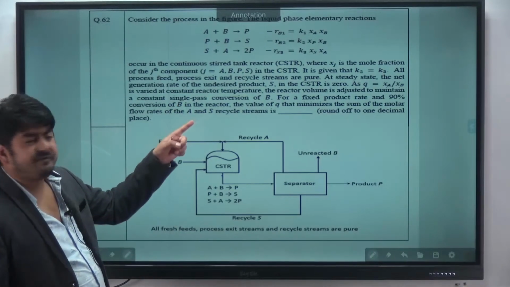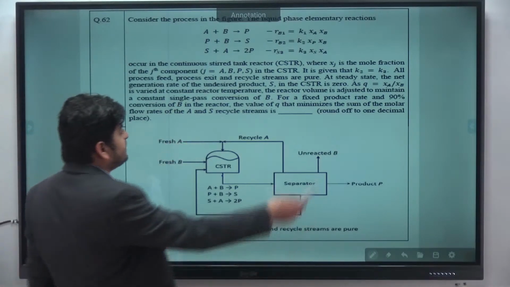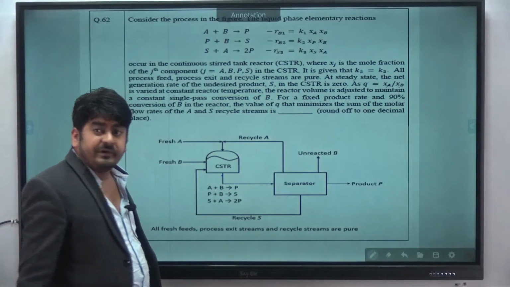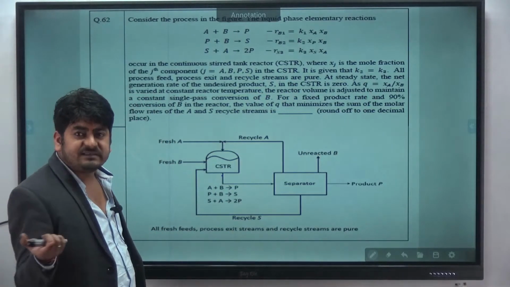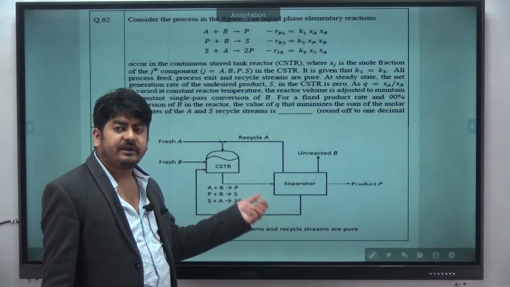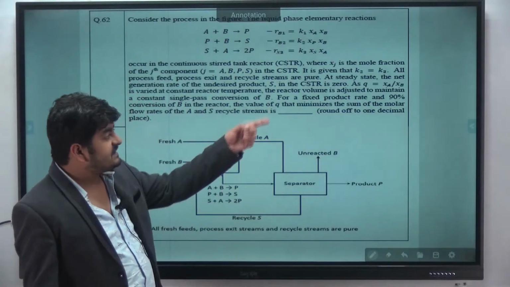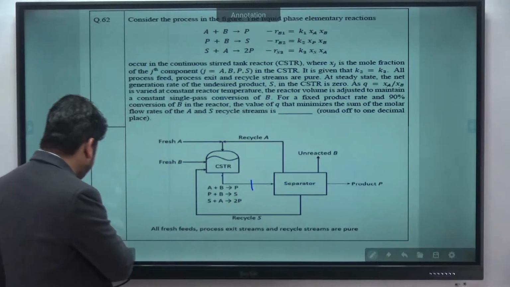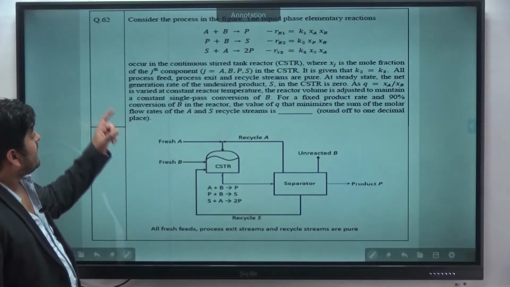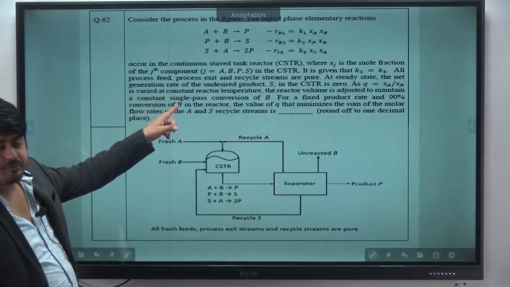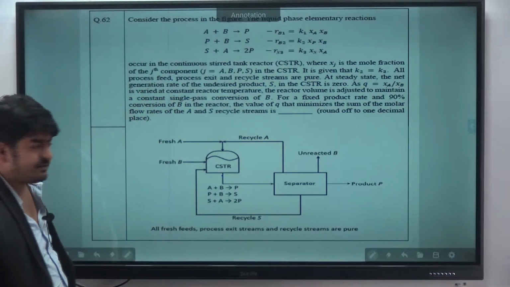And all these mole fractions are within the reactor as mentioned. Xj is the mole fraction of component J in the CSTR. But we know that for a CSTR there is a characteristic that the concentration within the reactor and at the outlet remains the same. So we can say these are the mole fractions at the reactor outlet as well, here at this point. Now it is given that the generation of product S, the undesired product S, in the CSTR is 0.